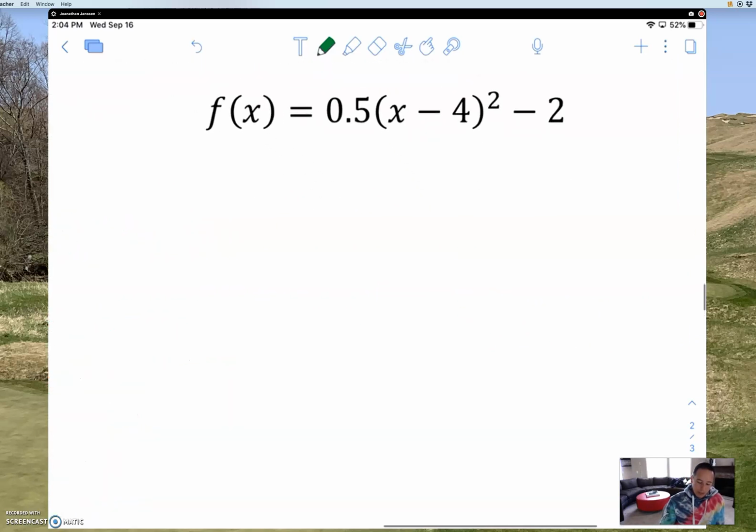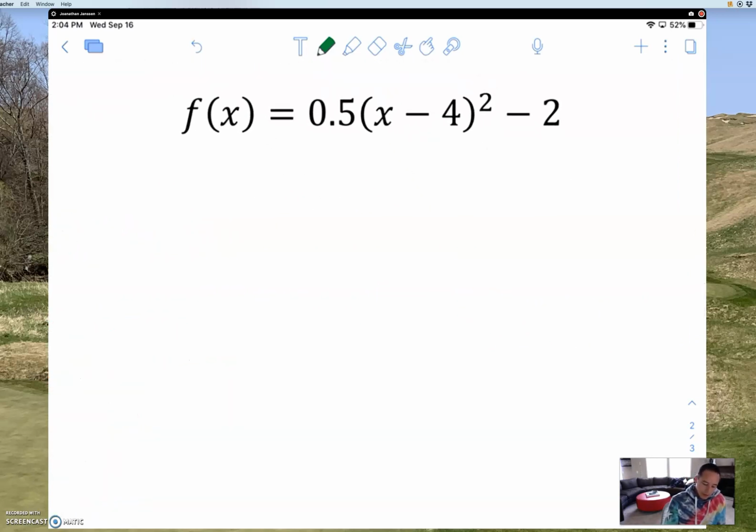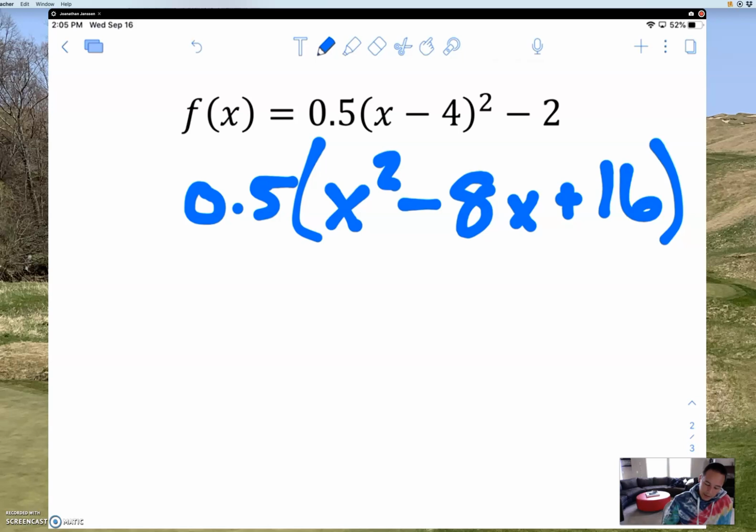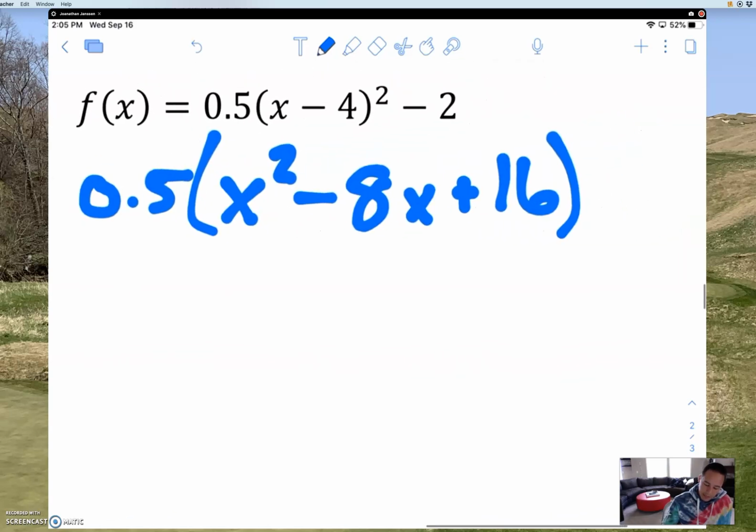We'll do one more together. So again, we start with this exponent. So I'll leave the 0.5. If we do x minus 4 squared, it's going to become x squared minus 8x. Minus 4, double it is a minus 8. And then plus 16. And then at the end, we still have -2.